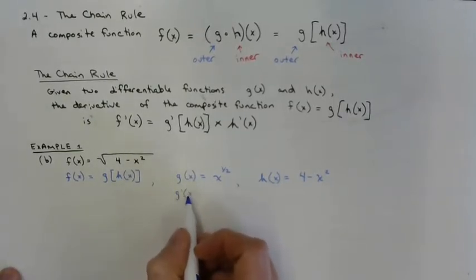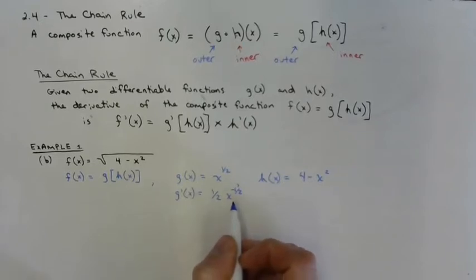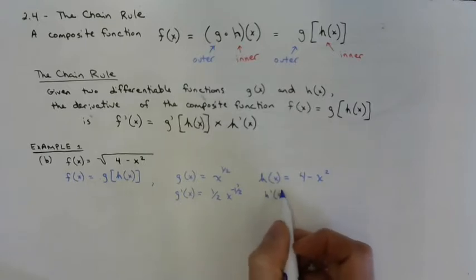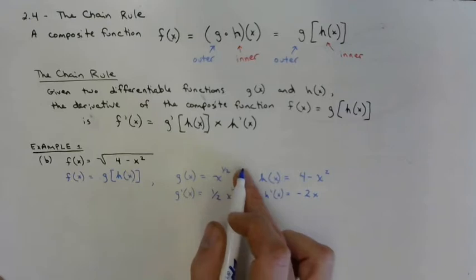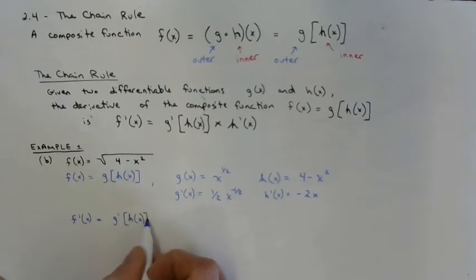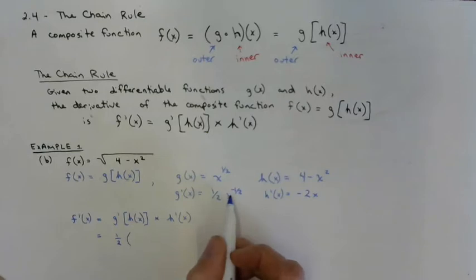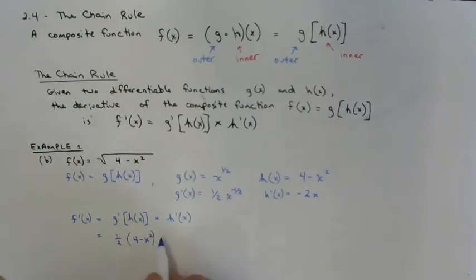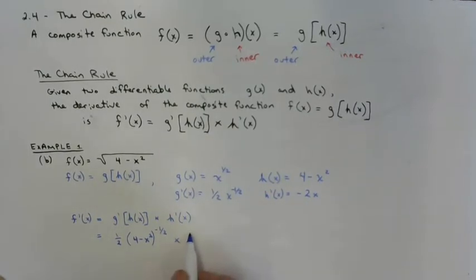Okay, take the derivative of g of x, we get 1/2 times x to the power of negative 1/2. And we're going to leave it like that for now. And if we take the derivative of h of x, we get negative 2x. So that part should be pretty straightforward. Now when we take the derivative of f of x, I'm going to copy down our chain rule. We're taking the derivative of the outer function with respect to the inner function times the derivative of the inner function. That's going to leave us with 1/2, and then h of x, the inner function, stays in place of x. So that's 4 minus x squared to the power of negative 1/2. And then we're going to multiply that by the derivative of h of x, h prime of x, which is negative 2x.